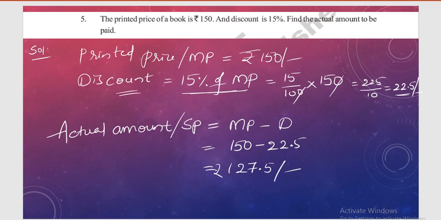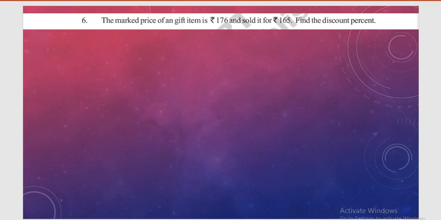So this is nothing but the selling price of the book, right? The customer bought it for 127.5 rupees. Okay. Now moving on to one more question. So here he has mentioned clearly.